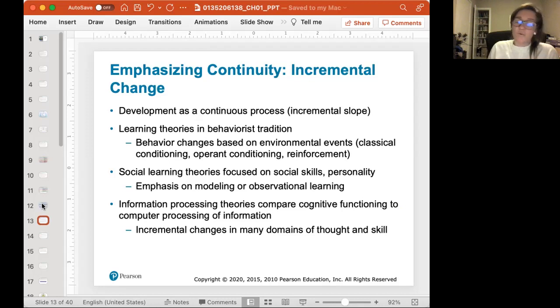Same thing with how one dresses. They put the parents' high heels on, right? You see the little kid wearing the high heels because the parent wears high heels. So information processing theories compare cognitive functioning to computer processing of information. Incremental changes happen in many domains of thought and skill.